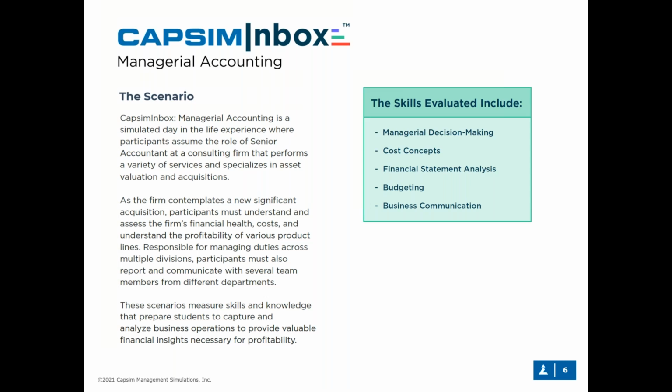Thanks, Matt. Excellent. So again, just to reiterate, the role that the student will be taking within managerial accounting is going to be the role of a senior accountant at that consulting firm, Harrison and Hewitt, and provide a variety of different services for some fictional clients, 4 in particular, around asset valuation and acquisitions. And the main skill categories, again, that we're going to focus on assessing for students is going to be managerial decision-making, cost concepts, financial analysis, budgeting, and business communication. But from there, David, is there anything in particular you'd like to add to the scenario to start?